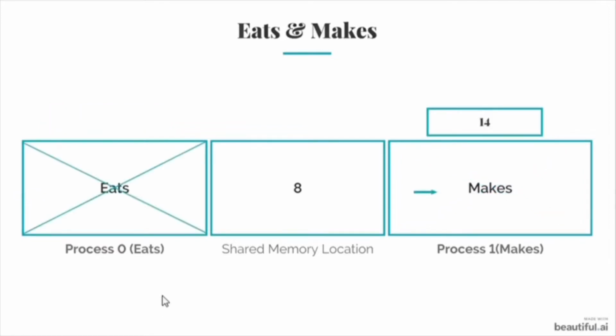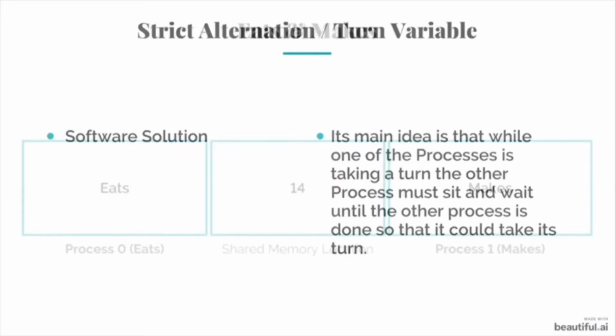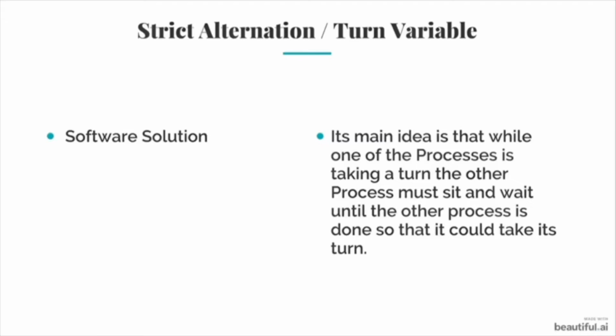So now that process 0 is done with its critical section, it's time for process 1 to take its turn. And the same thing is going to happen with process 1. It is not going to let process 0 interrupt the execution of its critical section, which is the time it accesses the shared memory location. So process 1 makes 6 donuts and it updates the shared memory location successfully. And this goes on. Process 0 is going to take a turn next, and then process 1, and then process 0, and so on.